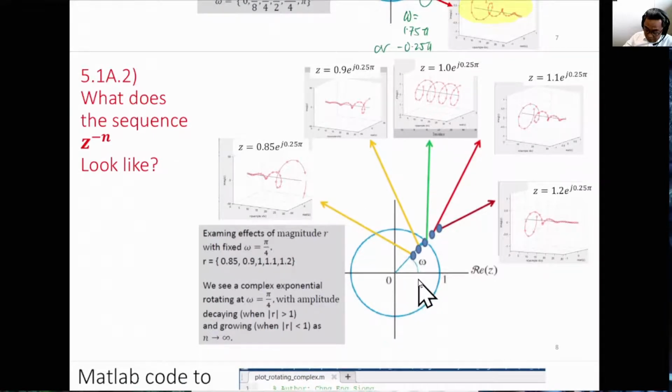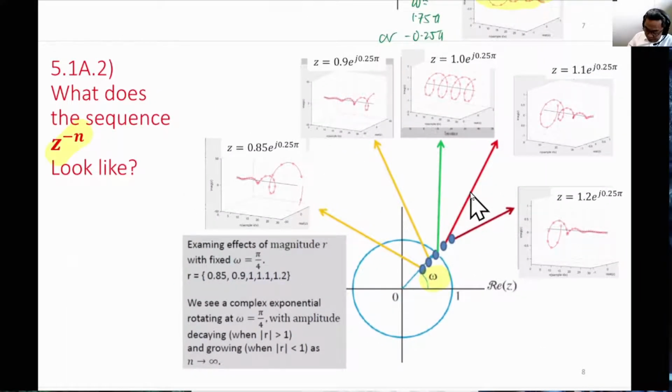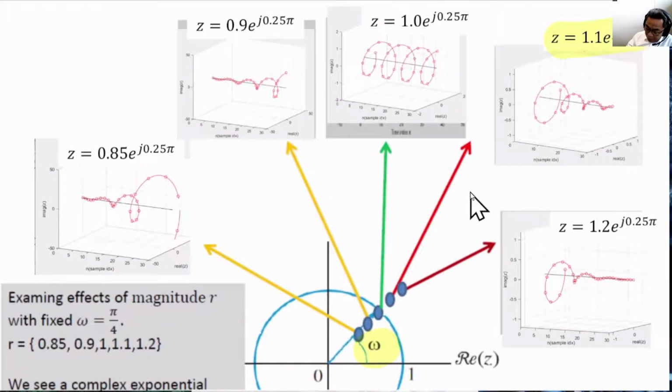Let's now continue. We will fix the omega and we will now vary the magnitude. Below, the blue line is the unit circle. Below the unit circle are values less than 1. Above the unit circle are values greater than 1. Remember, we are plotting z^(-n) here. Just now we have plotted this one, 1.1 e^(j0.25π). What happens as we do 1.2? Meaning 1.2 to the power of n is growing faster, but because we are plotting z^(-n), this one grows smaller faster than this one.